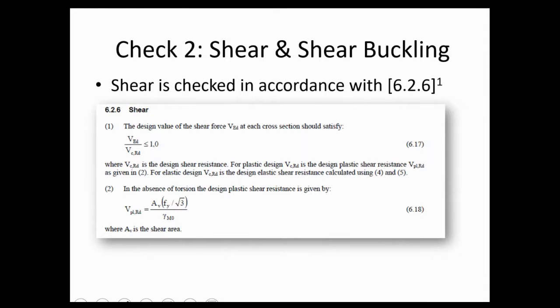So when we look at what the Eurocode tells us, Eurocode 3, Part 1, shear is checked in accordance with clause 6.2.6. As per all the checks, the first thing we're really doing is checking that the design value of the shear, in other words the demand, VEd, divided by the capacity, Vc,Rd, has to be less than or equal to 1.0.